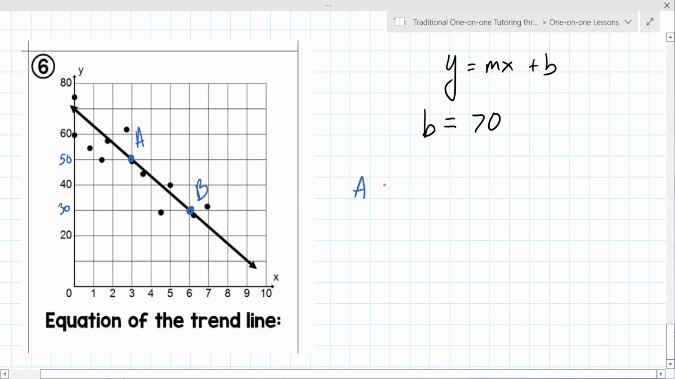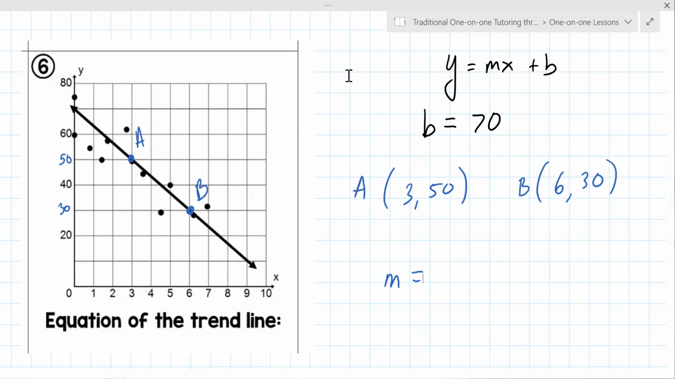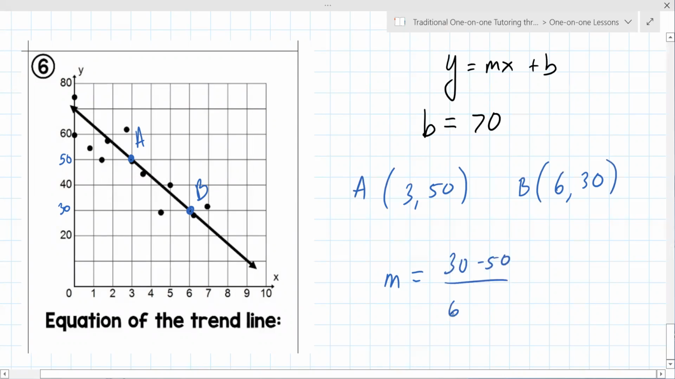All right, so it's (3, 50), and B is (6, 30). Good. Use the slope formula and tell me what you come up with. Give me your answer for slope. All right, so it's 30 minus 50 over 6 minus 3. Very good. What does this reduce to? 20 over 3. Nope. What is 30 minus 50? Oh, negative 20 over 3. Good. So that's your slope.